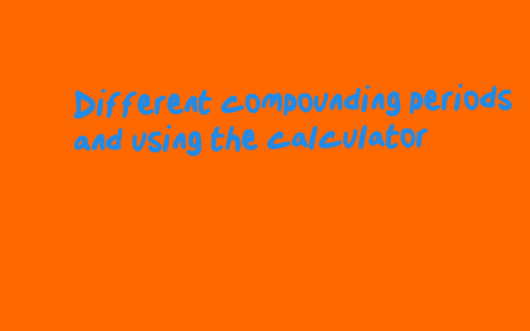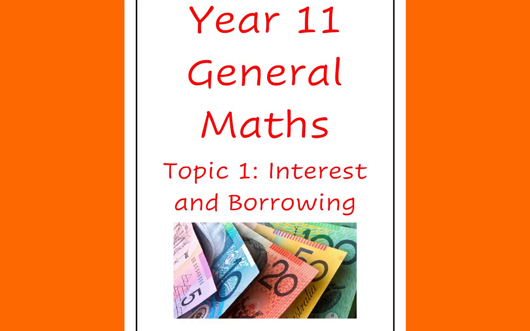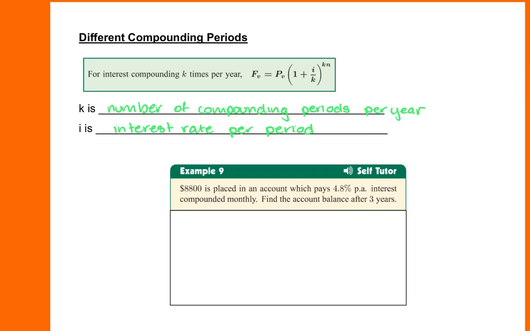Hi girls, this video is about different compounding periods and also using the calculator to work out some more complex sums. So far, we've been talking about annual interest rates, so interest rates that have a PA, per annum, after them, and investments that are for periods of a year.